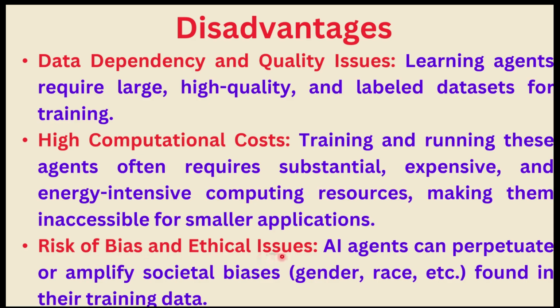And then, risk of bias and ethical issues. It may have a risk of bias, which means it can perpetuate and amplify societal biases. So it can act based on the societal biases. That will be the drawback. So this is the disadvantage.